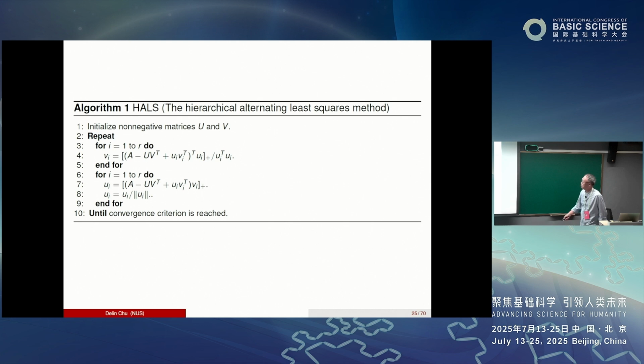So as a result, we have this HALS method. In each step we apply this formula to update vi, and also update ui. So the formula looks very, very simple, right? This is the reason why this method is very fast and very efficient, because in each step we solve the subproblem exactly. Also we have a very simple formula, so the updating process should be very fast.